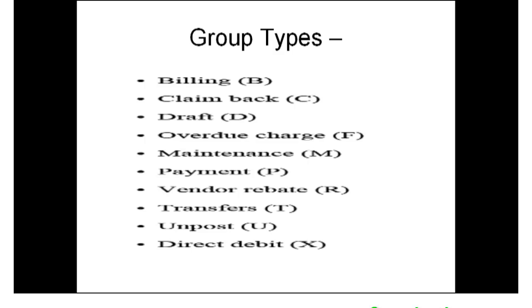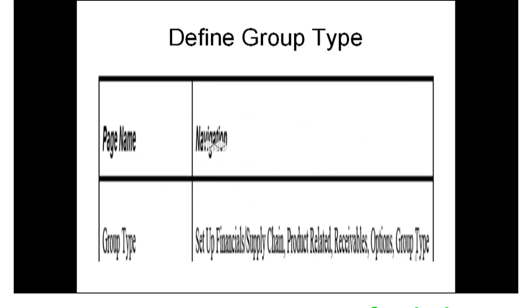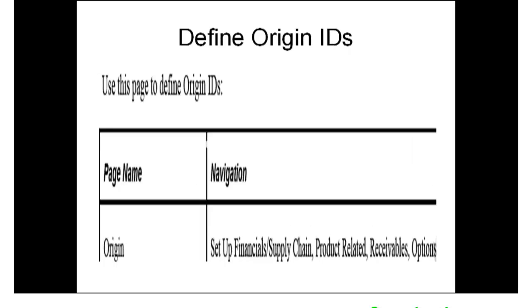Next we're going to look at the group types, and basically look at what a group type is, and what the impact is, or how it plays a role in terms of creating the item entries and processing. We'll go over the setup itself, the group type, and then look at the origin IDs. What is it? Define it.